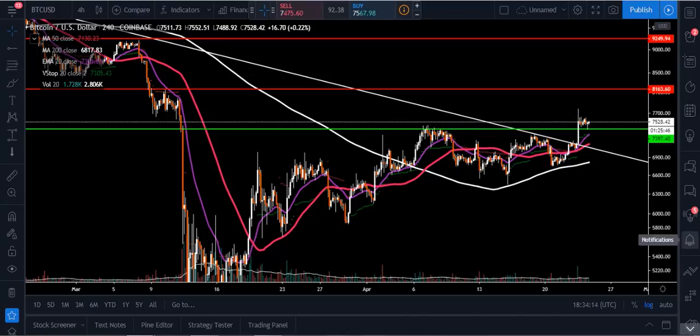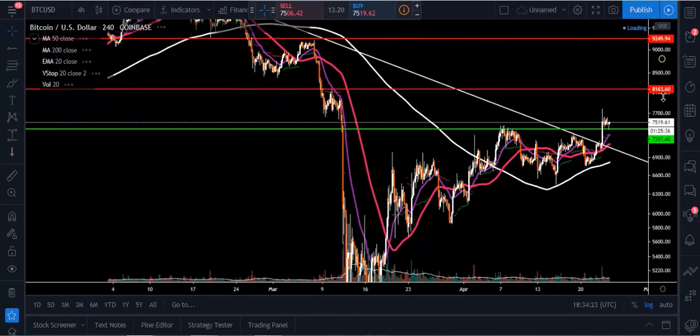And what we're going to look at today, we're going to look at Bitcoin, Litecoin, and Ethereum, and we're going to look at them on the 4-hour time frame here. And what you're seeing for Bitcoin is a trend line break. This white trend line is what we have broken out of.